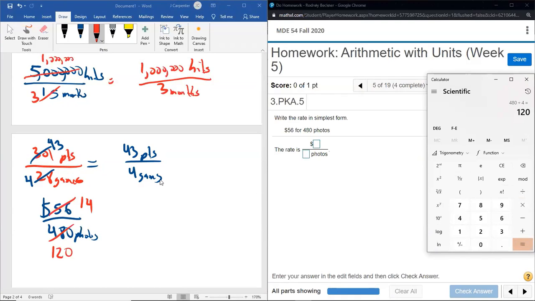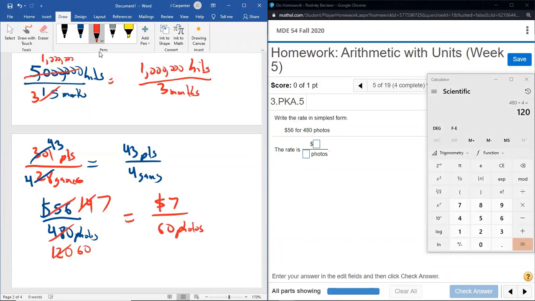But look at that. Even though I divided by 4, which is better than 2, I can still go further because these are both even. So I can say, oh, okay, well, 2 goes into 14 7 times. 2 will go into 12 6 times. Just tack on the 0 because it's divided evenly. So that'll be 60. And there's definitely no number that goes into both 7 and 60. So that would be $7 for 60 photos.